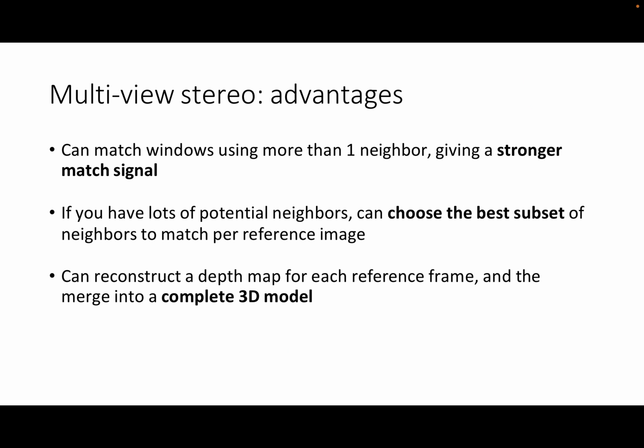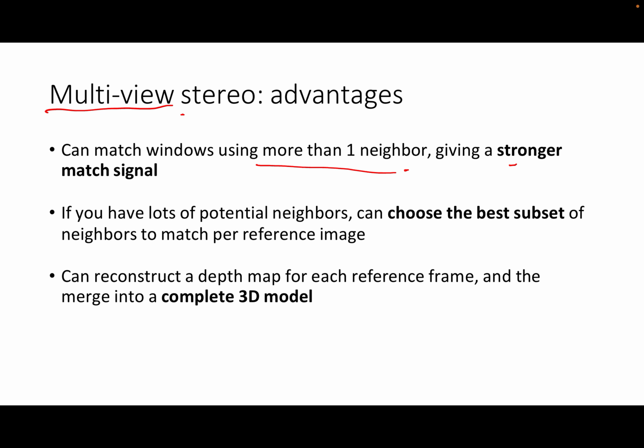So you can match a window using more than one neighbor given a stronger match signal. What this means is that we can use multiple images. Here we have multi-view stereo, not two-view stereo, so that we can use multiple images. If you have lots of potential neighbors, you can choose the best subset of neighbors to match per reference image.